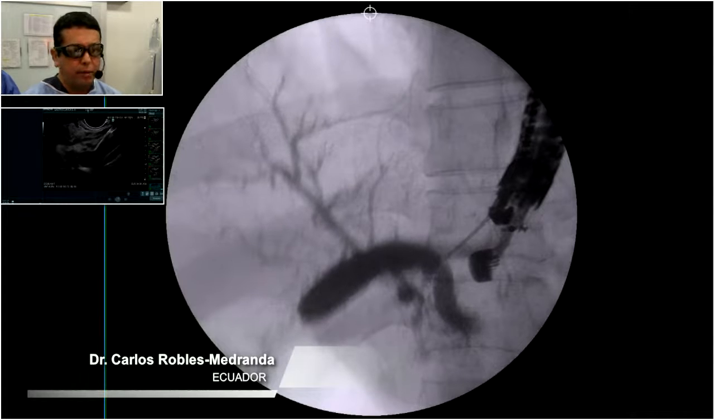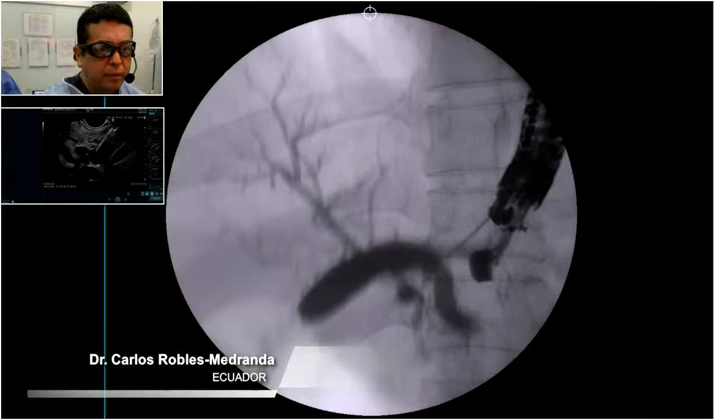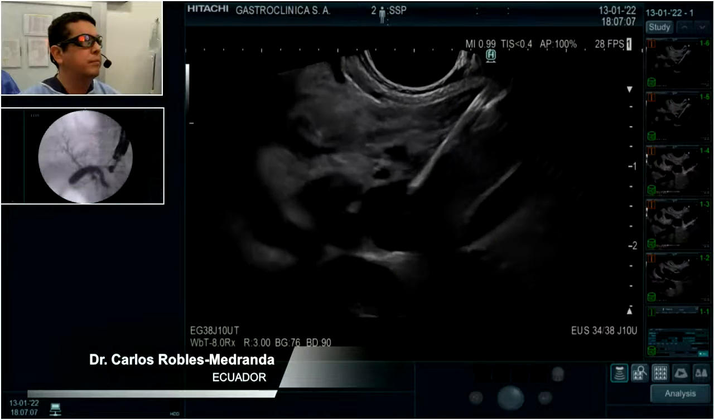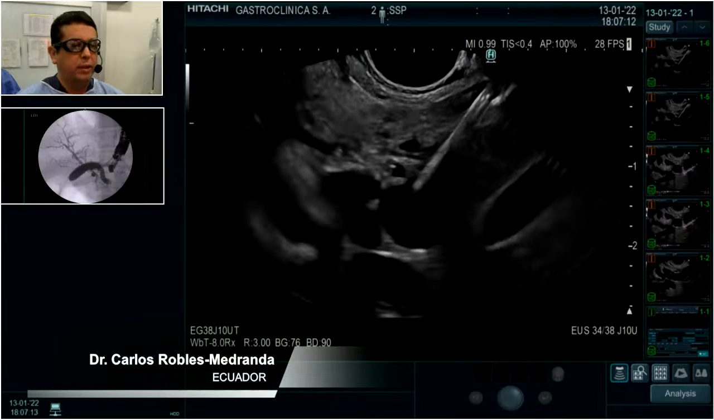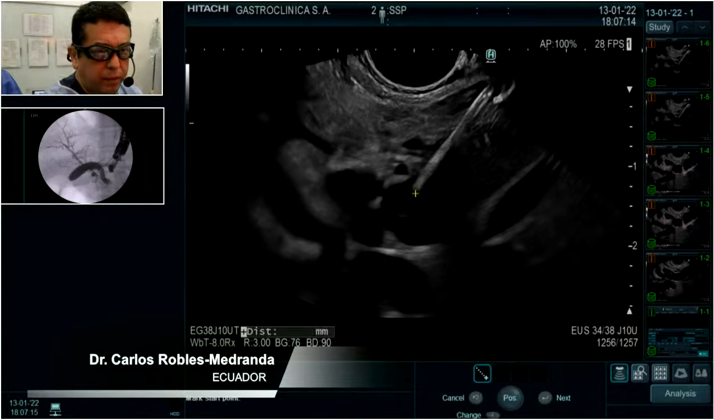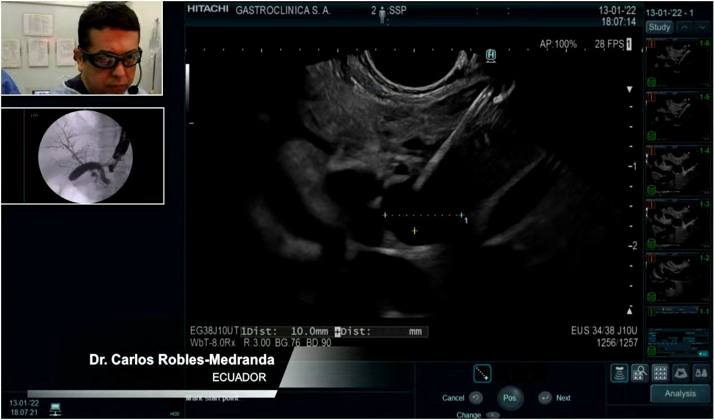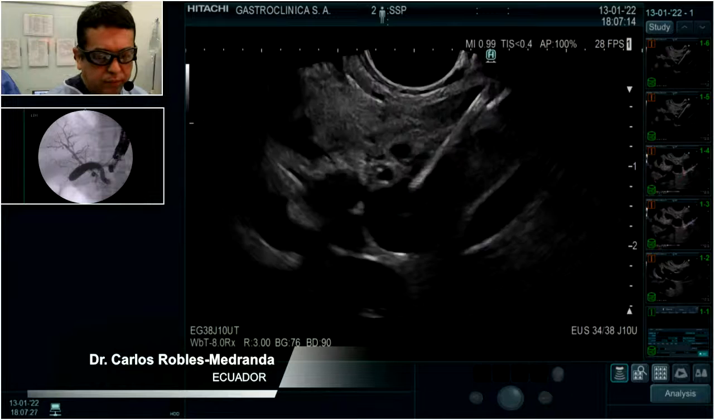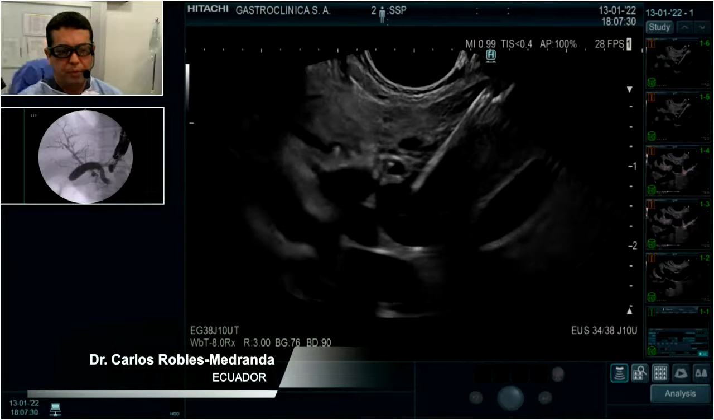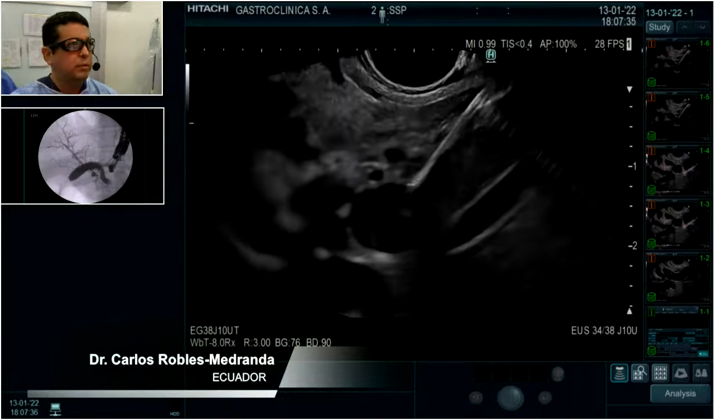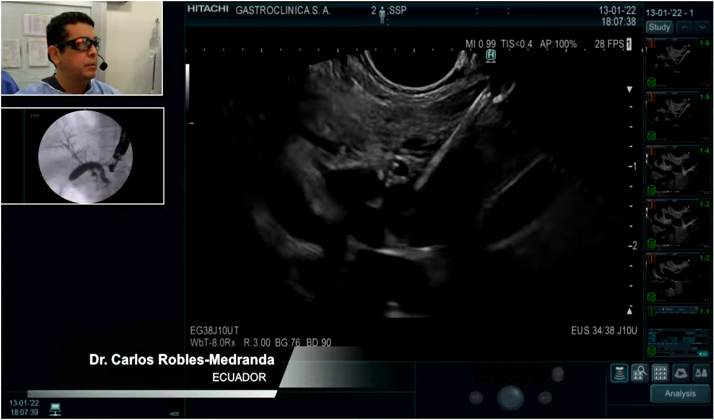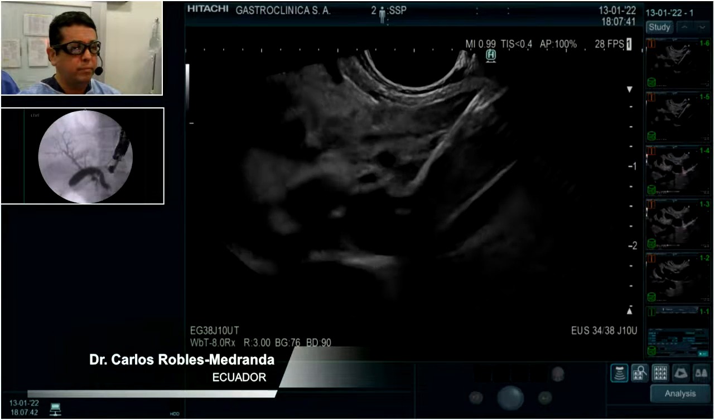a guide wire. Dame una guía. Let's see if we can do it. If not, the second option is to do un ratito... is to do an axios, as I already mentioned. Okay, I will try to pass the guide wire here. You see here? Probably we can have some chance. So let's see that.